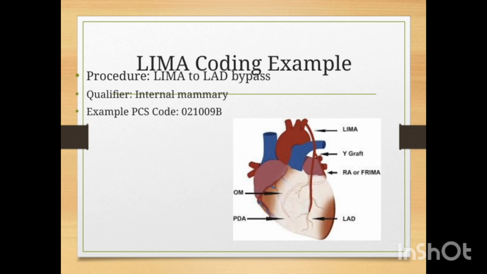When we look at coding, the example PCS code for this procedure is shown. This helps ensure accurate documentation and billing. To give you a concrete example, the LIMA coding example shows how this procedure is classified and billed, highlighting the importance of precise coding for reimbursement and record keeping. Overall, understanding this procedure and its coding is essential because it's a staple in coronary artery bypass grafting, and it underscores the importance of using internal mammary arteries for long-term success.